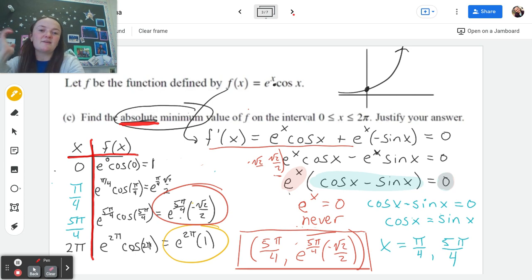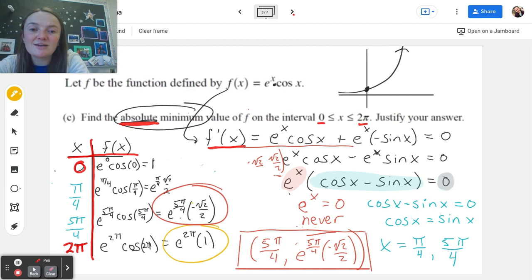First thing I'm going to do is identify the endpoints. Well, it says I'm on an interval between 0 and 2 pi. So I'm going to put 0 and I'm going to put 2 pi onto my table. From there, I need to identify critical points. Now, critical points happen when the derivative is equal to 0 and when the derivative is undefined. So I'm going to take the derivative first.